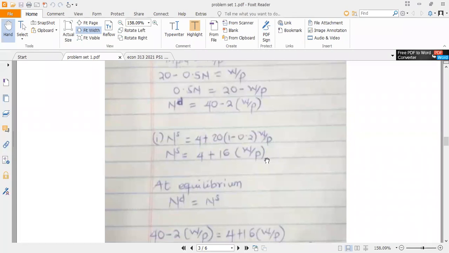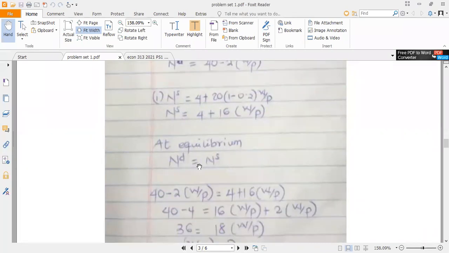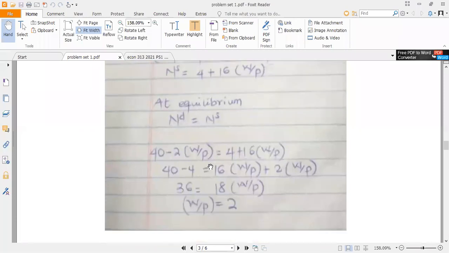For the labor market to be in equilibrium, ND should be equal to NS. Your demand for labor should be equal to your supply of labor. From the calculation that we did, our demand for labor function was 40 minus 2 times the real wage, and this is our labor supply function, 4 plus 16 times the real wage. So here we have a linear equation in terms of the real wage. Just solve for your real wage, and you are getting 2. So from the labor market, our real wage, which is W over P, is equal to 2.